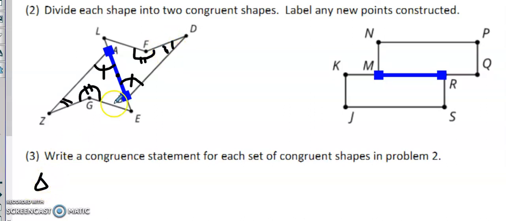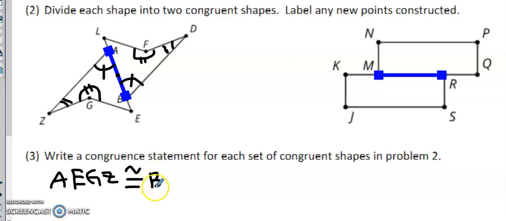So the shape A, E, G, Z is congruent. So again, angle A matched up with B, angle E matched up with L, G matched up with F, and Z matched up with D.